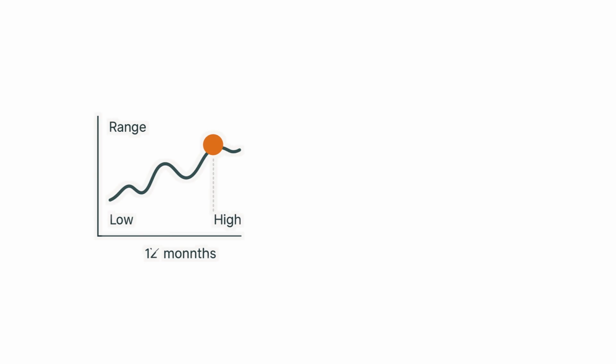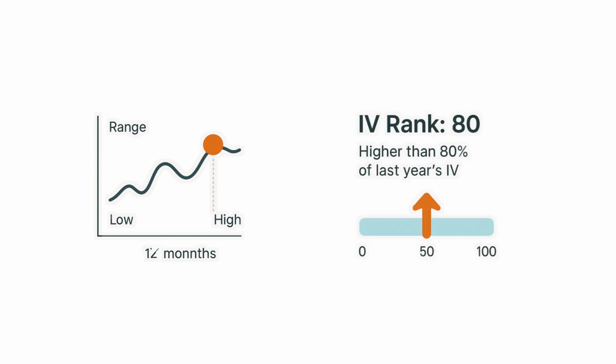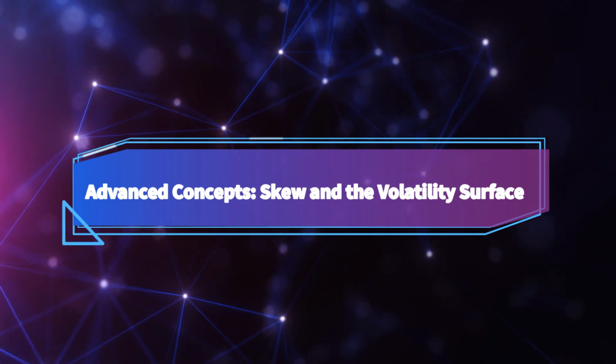You can use tools like IV rank or IV percentile. IV rank shows where the current IV sits compared to the last year's range. If the IV rank is 80, that means the IV is higher than 80% of the past year. That's pretty elevated. Let's now explore the more advanced but powerful topics: volatility skew and the volatility surface.